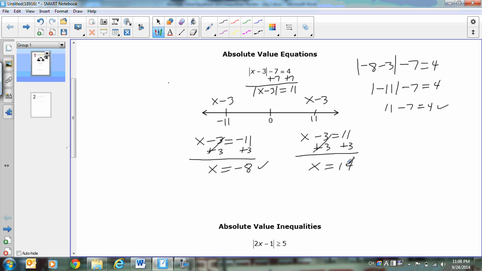Now let's check positive 14. So we're going to go back here. I'm not going to write it down this time. We're going to do this in our heads. Let's take 14, plug it in for x. 14 minus 3 is 11. The absolute value of 11 is 11, and 11 minus 7 does equal 4, so this solution checks out as well. All right, so our 2 solutions to this absolute value equation are negative 8 and positive 14.